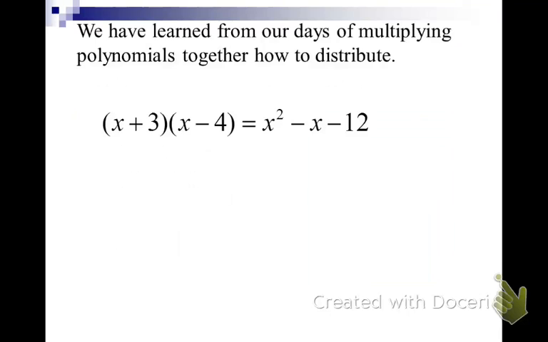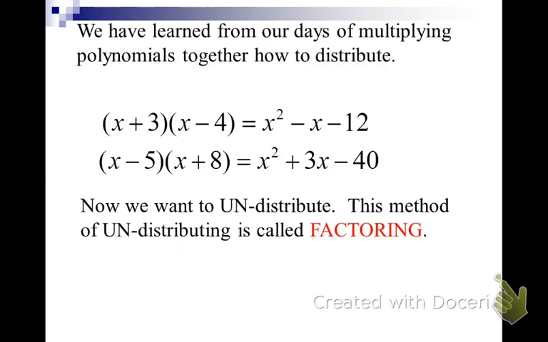Alright, so we know that if we multiply two binomials together, that's going to give us a trinomial. And factoring is going to be the opposite of that. If we have a three-term polynomial, it will factor into two separate binomials. And that's what this section's about. It's undistributing. It's the opposite of distributing. And we call this factoring.